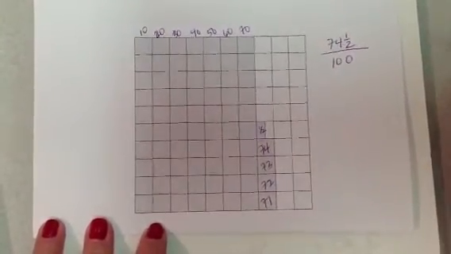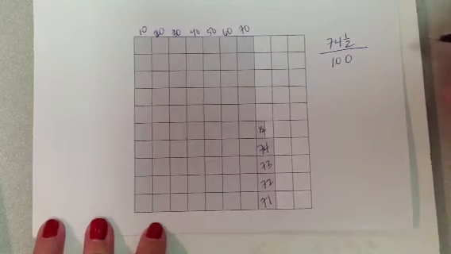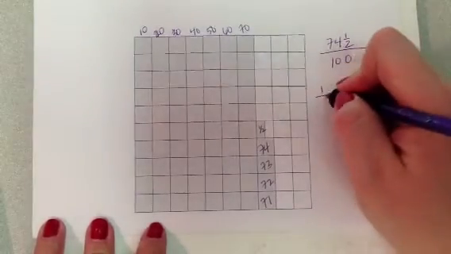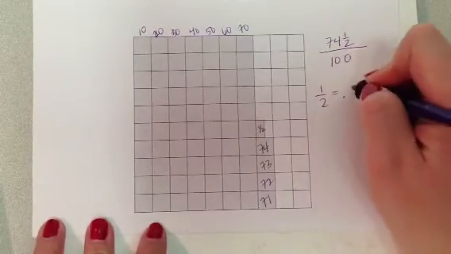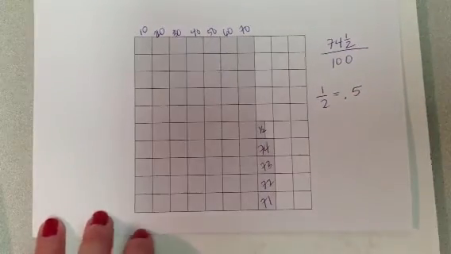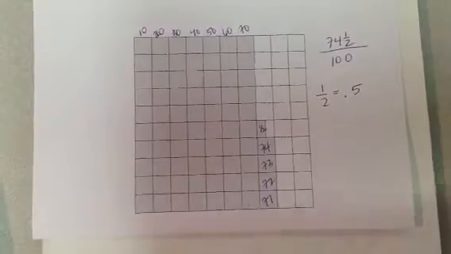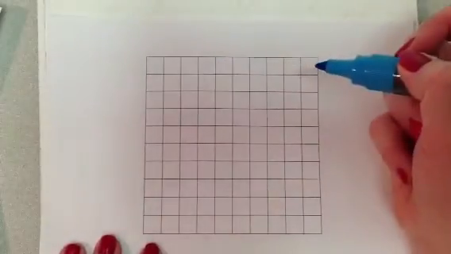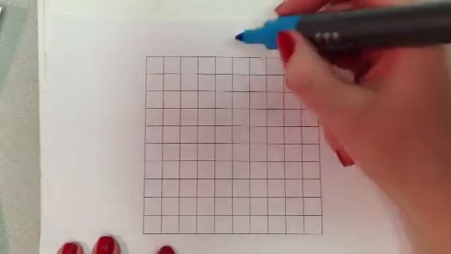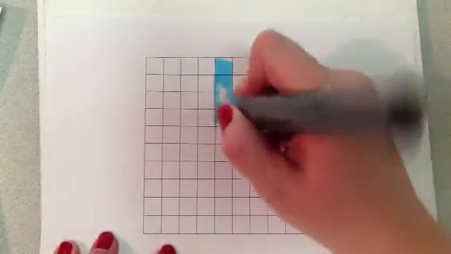But if you ask me, that's totally confusing, right? And so one thing that you want to remember is that half is 0.5. And why is it 0.5? If I colored in half of this thing, I'm going to grab a blue pen here so you can see. So this has 100 squares, and I want to color in half of it.